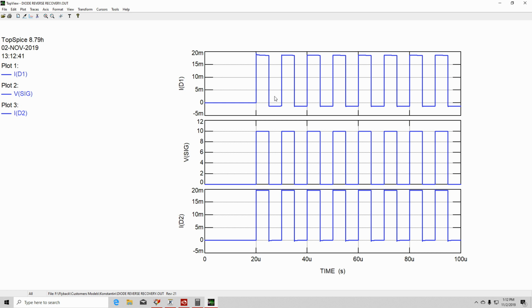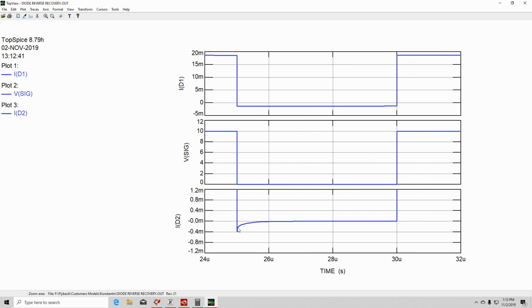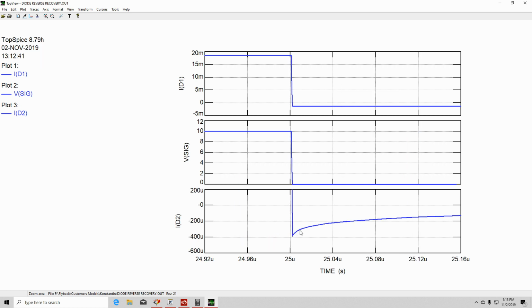we still have the reverse recovery here, but now the 1N5822 has an even shorter one. See, the other one went like this and then like that. This one starts discharging, as a matter of fact, at a much faster time. It doesn't hold it, so it doesn't really have a whole charge, so it starts discharging almost immediately.